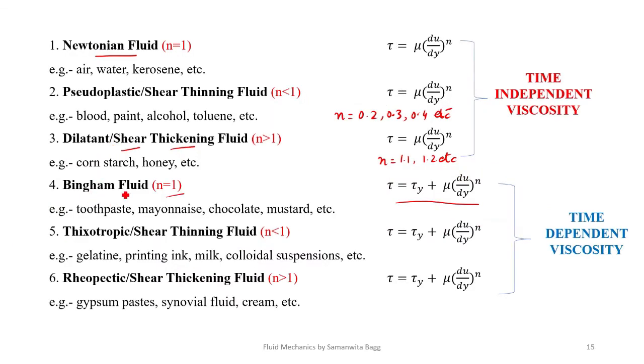Next I have thixotropic or shear thinning fluid. Here the n value is less than 1. Again, shear thinning, meaning you must have understood. Thixotropic has this equation, tau is tau y plus mu du by dy raised to n. Here n was equal to 1, here n is less than 1. So again we can have these values here for n. Examples of thixotropic fluid are gelatin, printing ink, milk, colloidal suspensions, etc.